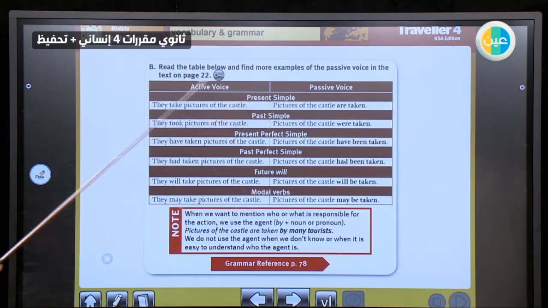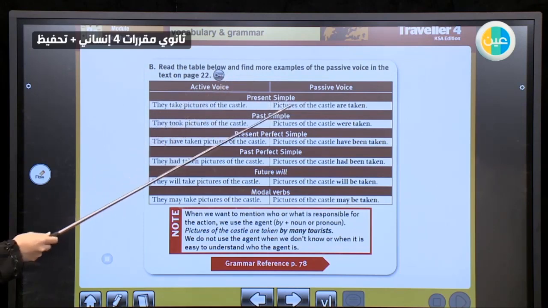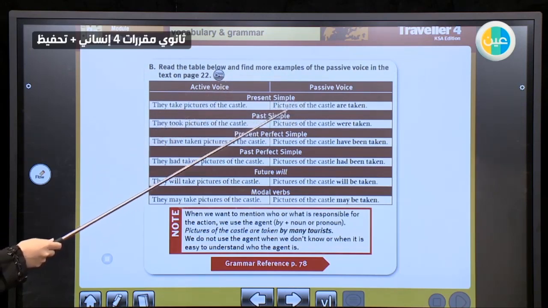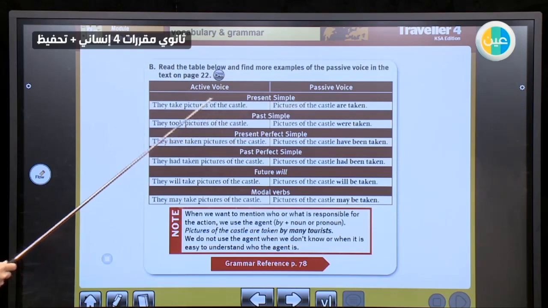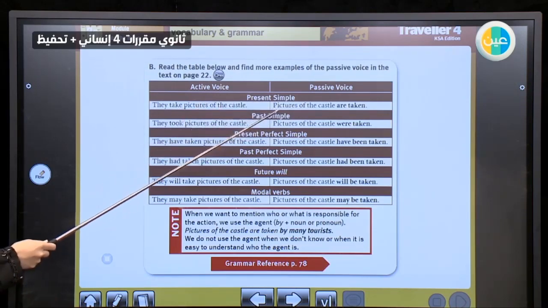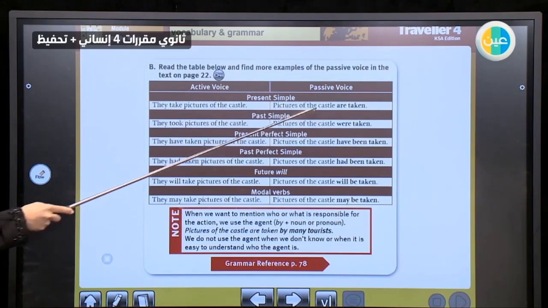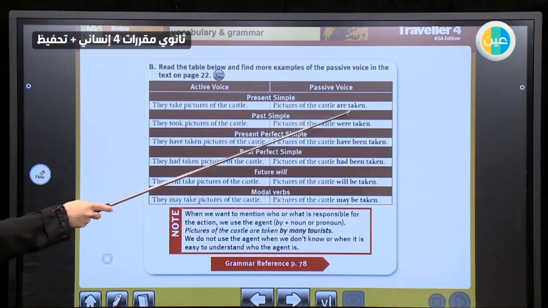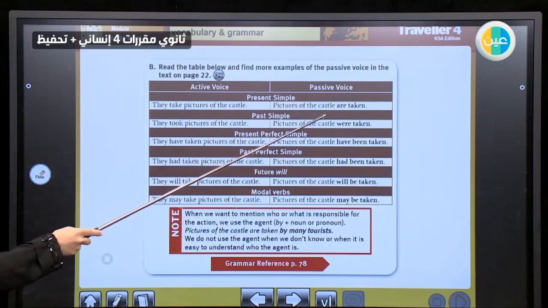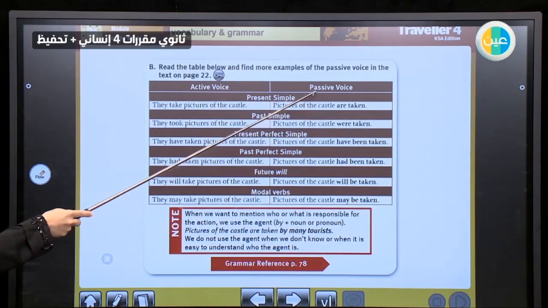In present simple, they take pictures of the castle. So we have here the subject, the verb, and the object. But in passive voice, pictures of the castle, we have taken this object at the beginning. Then we write here the verb to be and the past participle of the verb, taken. So pictures of the castle are taken. This is in the passive voice.